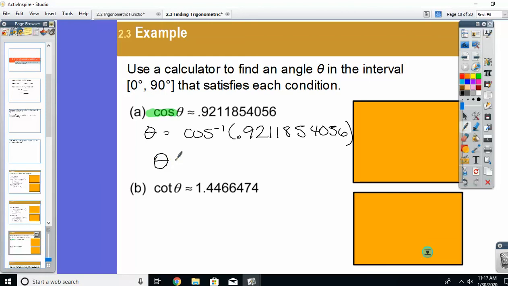And this gives me my angle, which is what? 22.8, and then 9's repeating, so 22.9. And since it's an angle, we put degrees on that. How did you type it in? You do second.